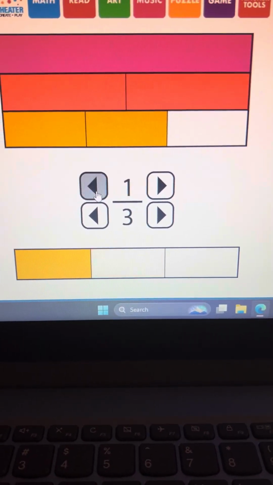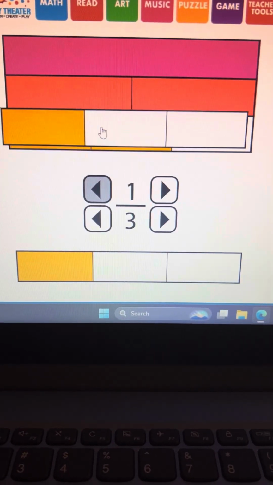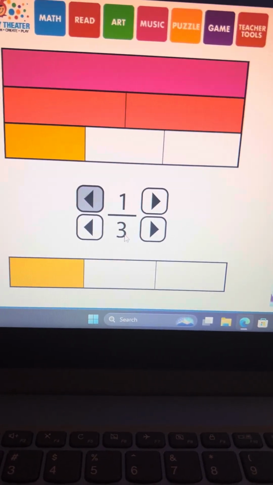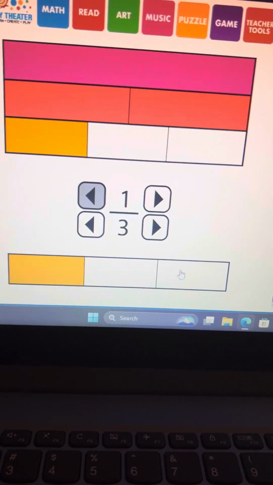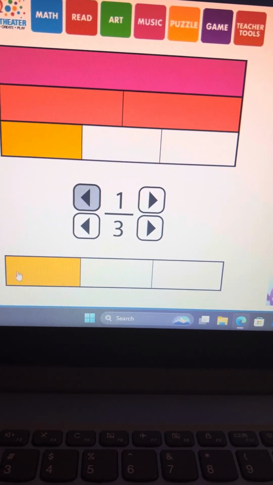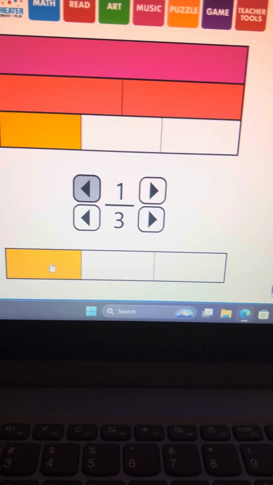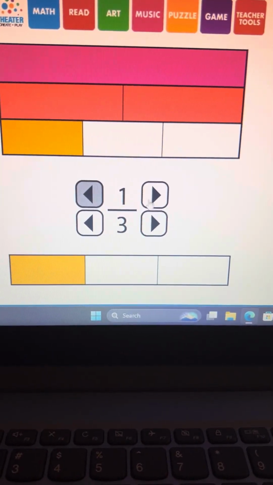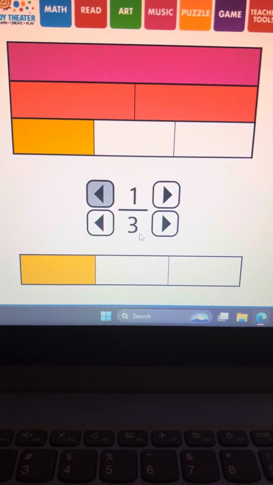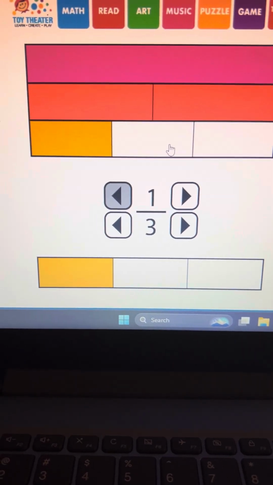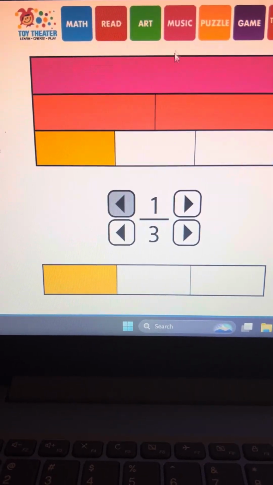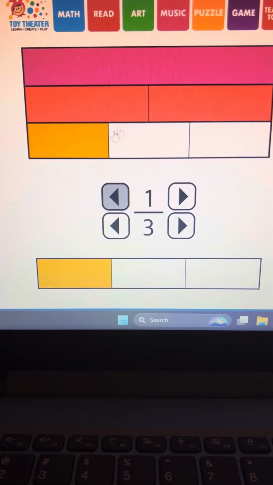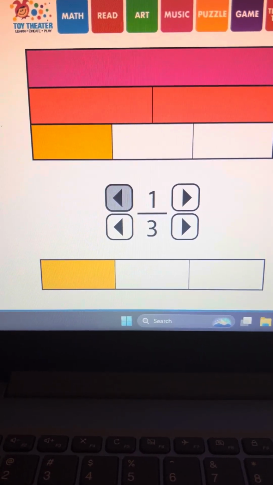Now, if we want to take away another rod, now we only have 1/3. So now we took away 1, 2, and we're left with 1. So altogether we have 1, 2, 3, but only 1 shaded in, so that leaves us with 1/3. So then again, right here, we don't have a full rod. This is a full rod and this is a full rod. We only have 1/3 of this rod.